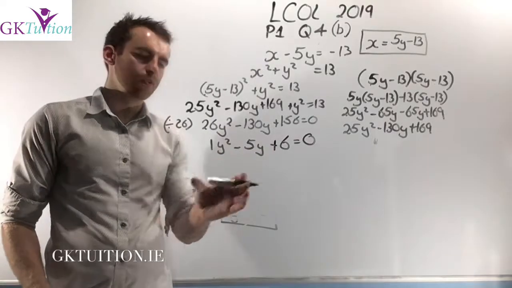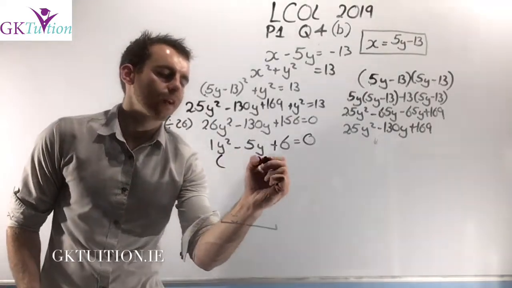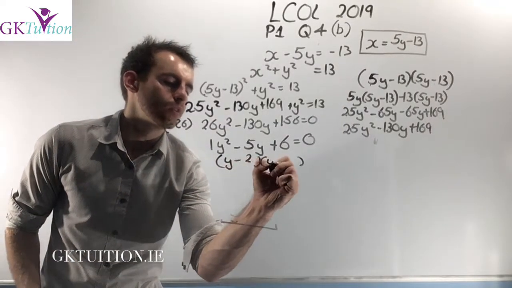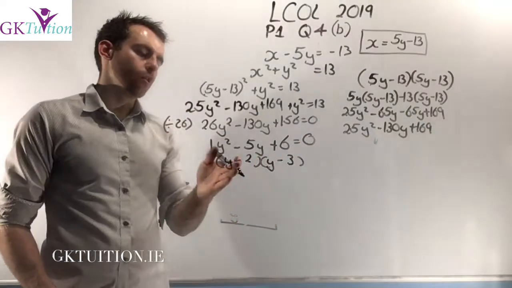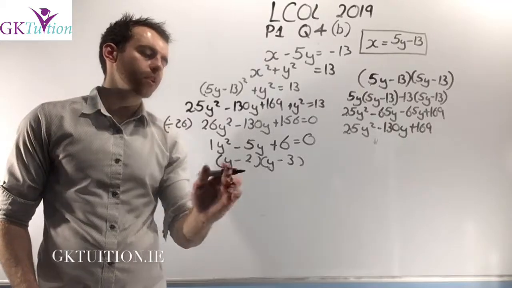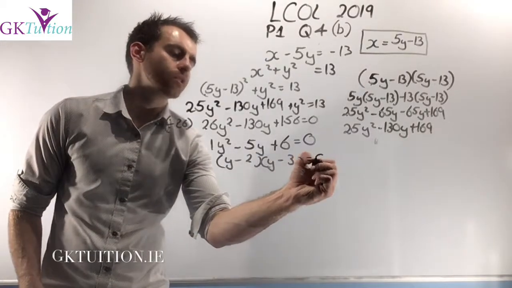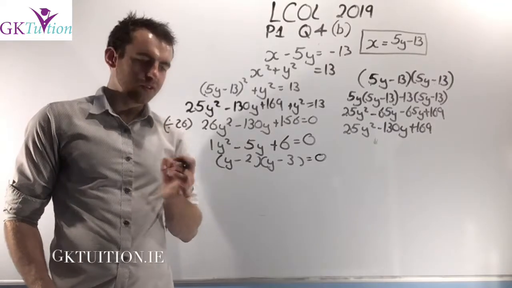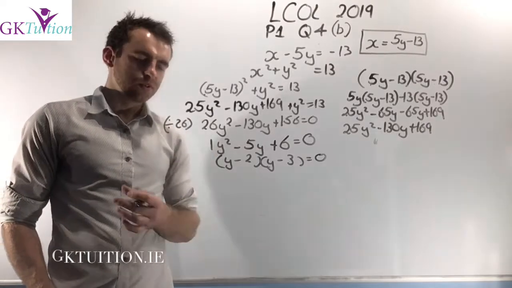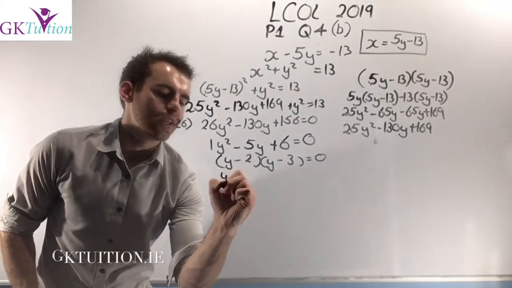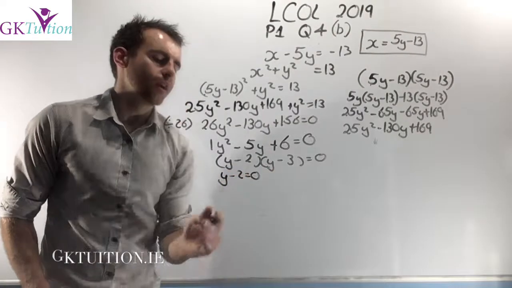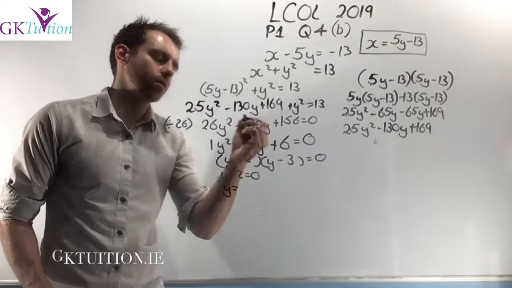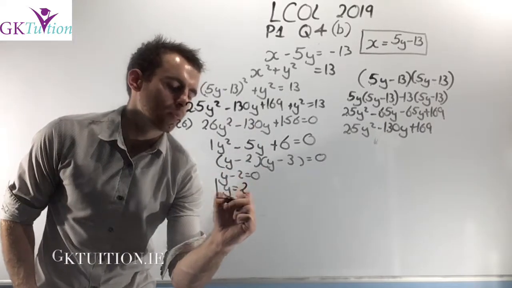It's much more achievable to factorize this one. The factors of 6 that add up to minus 5 are minus 2 and minus 3. So my factors here are just y minus 2 and y minus 3 equals 0. But remember, we're not looking for the factors, we're trying to find the values of y. So to solve this one, we just let each bracket equal to 0. I can say that y minus 2 equals 0 and bring the minus 2 to the other side. It means y is equal to plus 2.